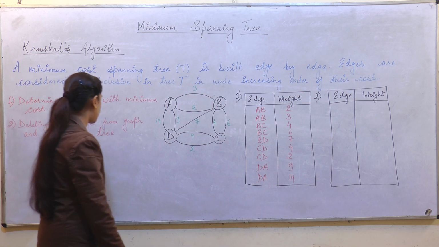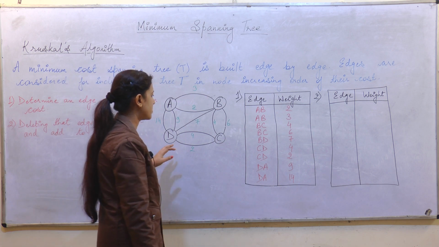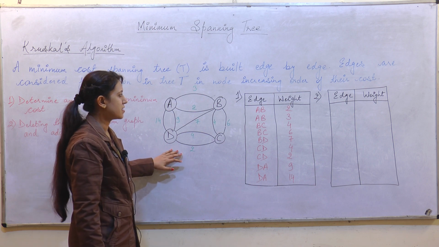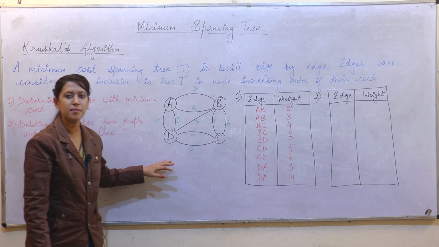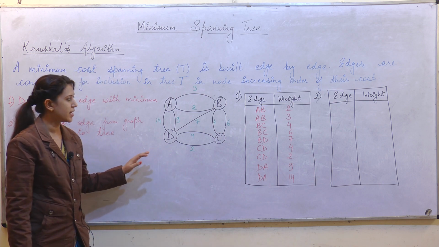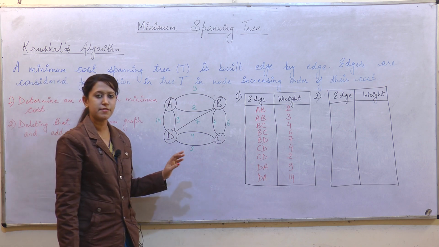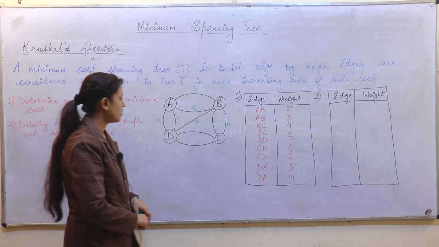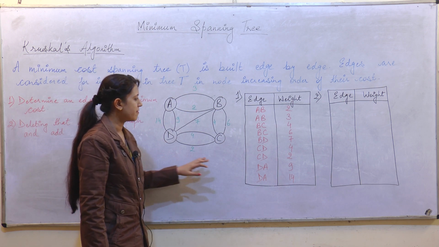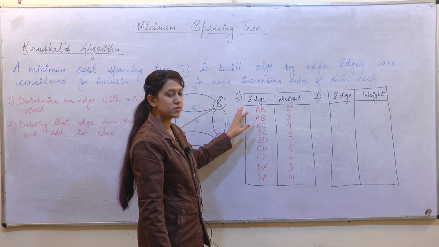So let us understand these two steps from the diagram and solve this numerical. Since this is our main spanning tree, from it we have to create a minimum cost spanning tree. Minimum cost spanning tree means we have to create a spanning tree that covers all the nodes with the minimum cost. So for creating a minimum spanning tree, first of all we will create a table which contains the edges and the weights of those edges.